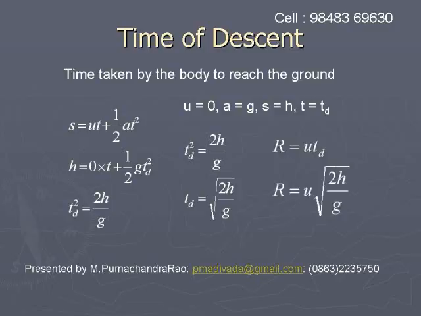So the horizontal range r is equal to u into td. Therefore, r is equal to u into square root of 2h by g. This is the horizontal distance travelled by the projectile before it reaches the ground.